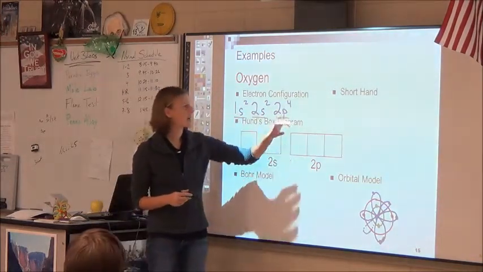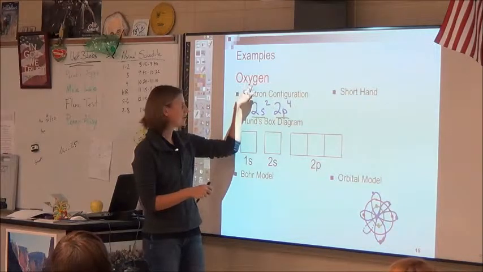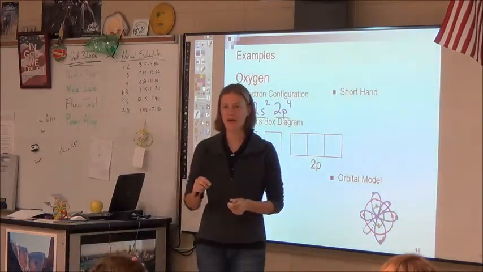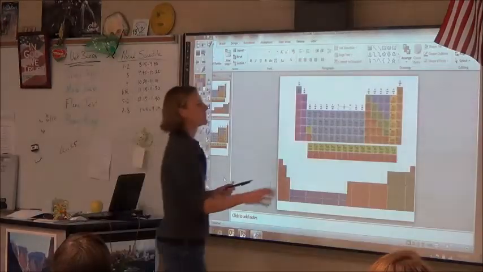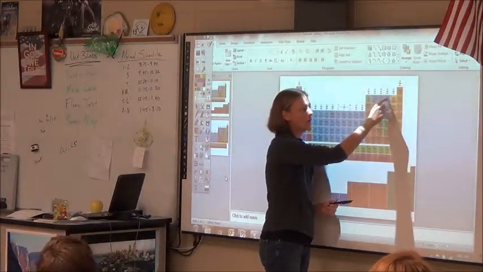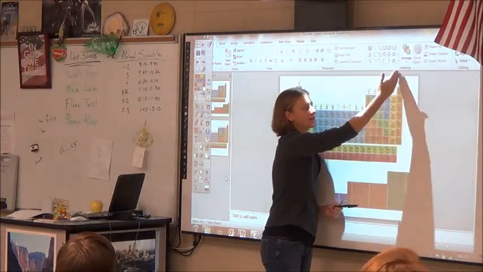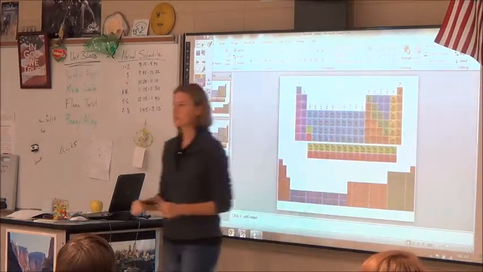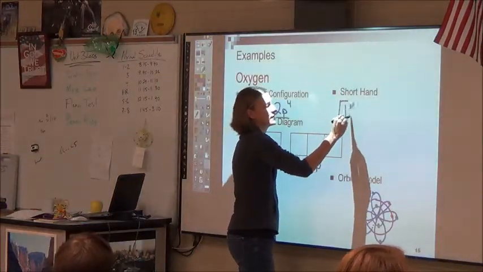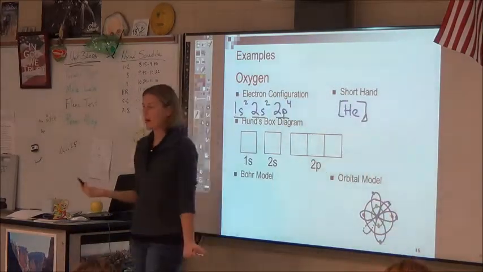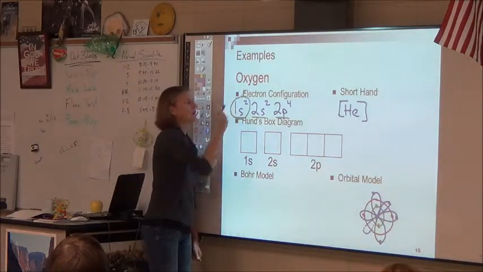Okay, so now how to do this as a shorthand. The shorthand notation is to find your element and then go to the previous noble gas. Let me toggle back to my periodic table for one second. The previous noble gas to oxygen, meaning what noble gas has an atomic number less than 8? There's only one. Noble gas is going to be column 18, so it's helium. So we just take helium and stick it in brackets, which is somewhat unnecessary for oxygen, which is so small anyway. But helium was this part of the electron configuration.